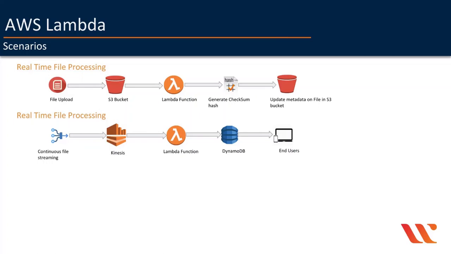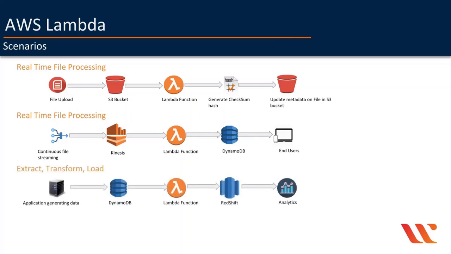And you can also use Lambda as an ETL solution, which is extract, transform, and load. You can use Lambda to perform data validations or filtering or sorting or other transformations for every data change in a DynamoDB table and load the transformed data to another data store such as Redshift.